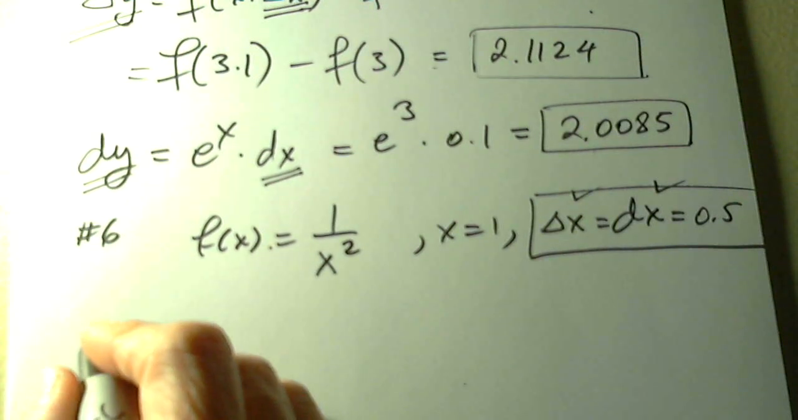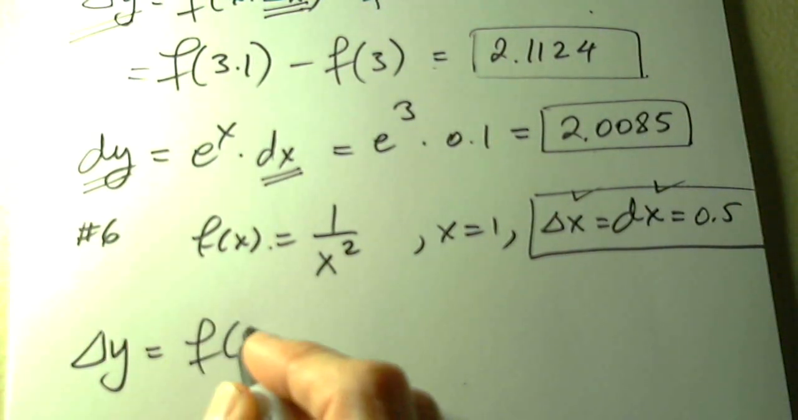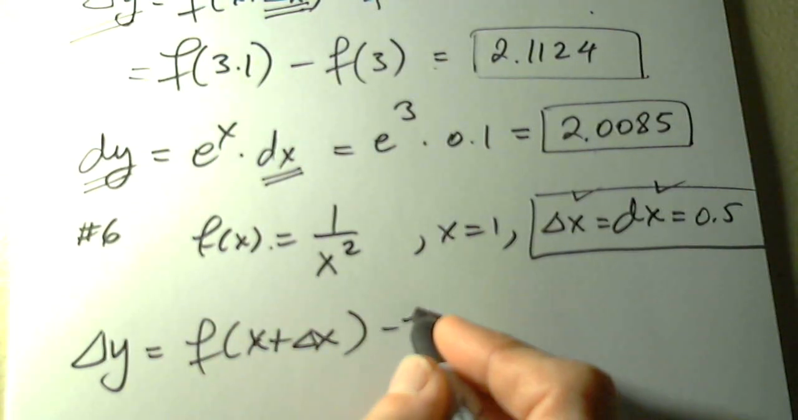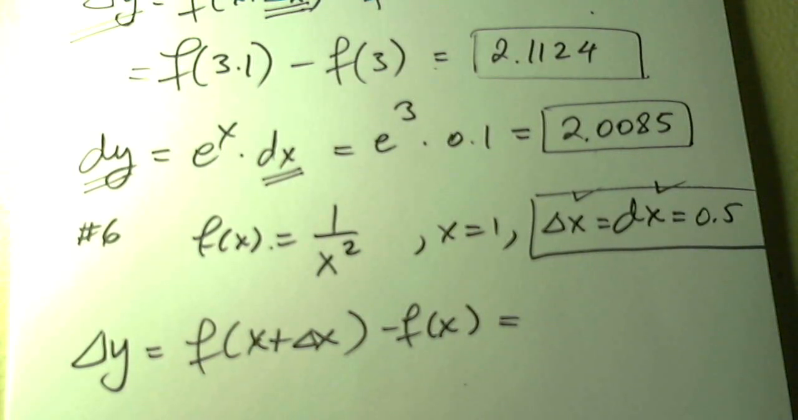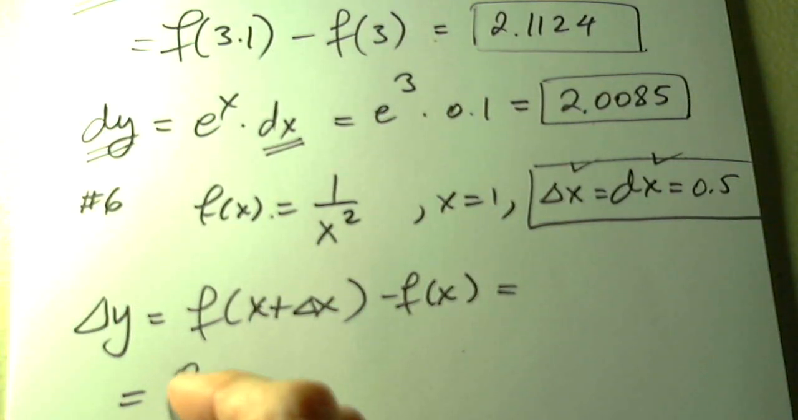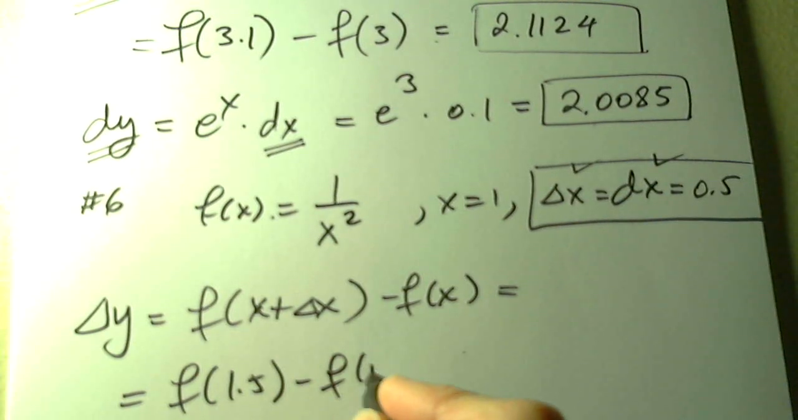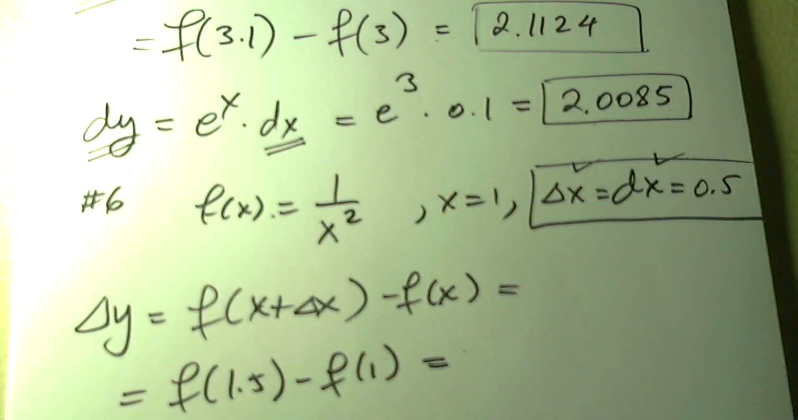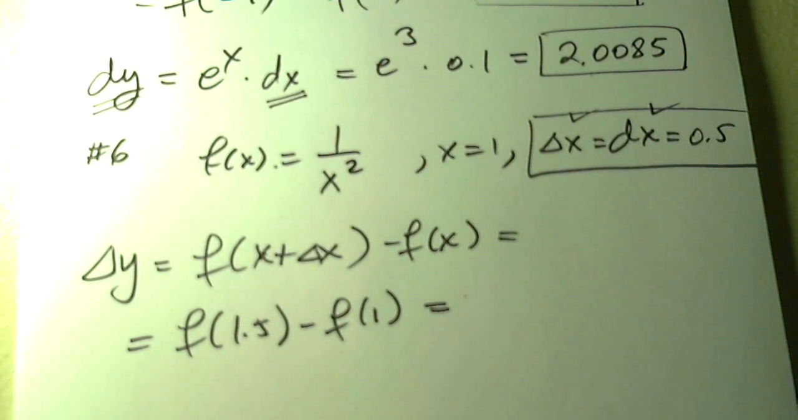Perfect. So delta y will be f of x plus delta x minus f of x. X is 1, delta x is 0.5. So we want f of 1.5 minus f of 1. And this is just algebra. There is no calculus here. So we're going to put those in and find the difference. Now, before we do that, can anyone give us the derivative, the differential dy, of the function 1 over x squared? What is the differential?